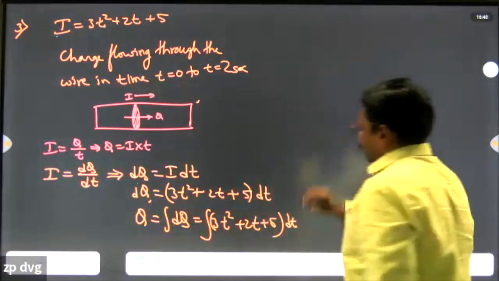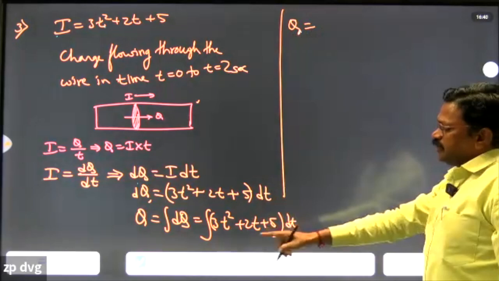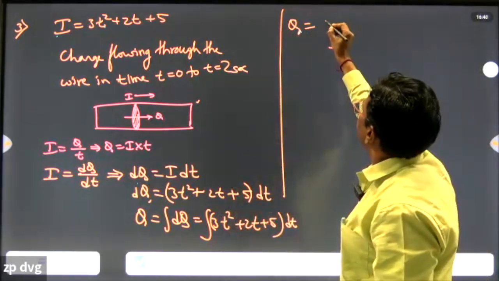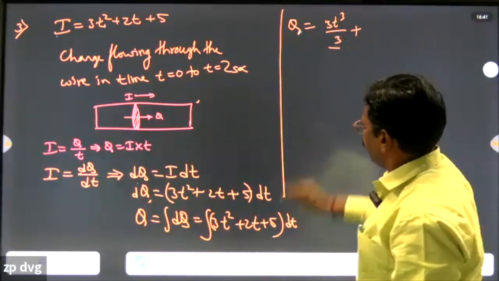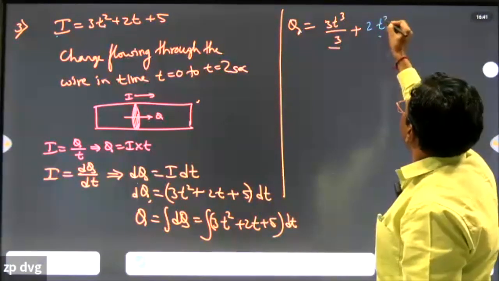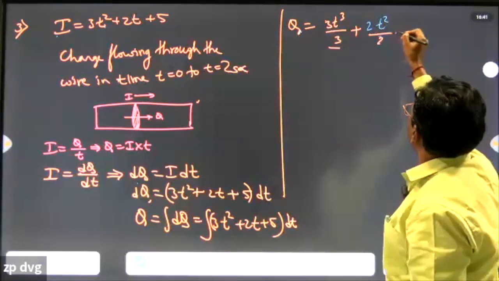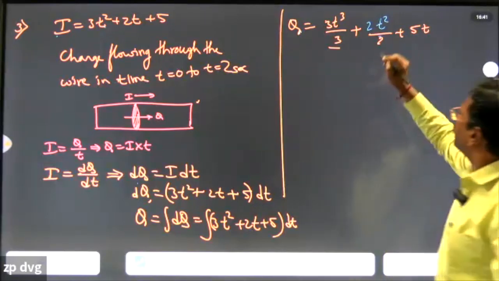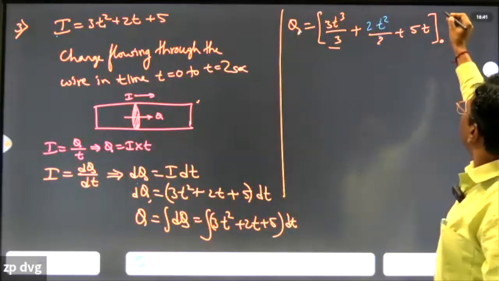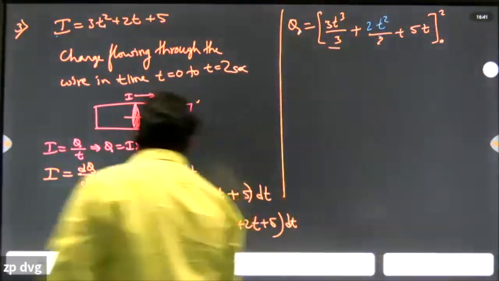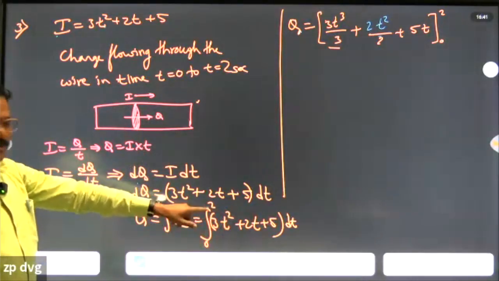Okay, let's find out what is the value of q. So q is equal to integration of 3t square. Integration of 3t square is 3 t cube by 3, plus integration of 2t is 2 t square by 2, and integration of 5 is equal to 5t. Okay, substitute the limits, 0 to 2 seconds. Here the limits of integration are from 0 to 2 seconds. So time is varying from 0 to 2 seconds.